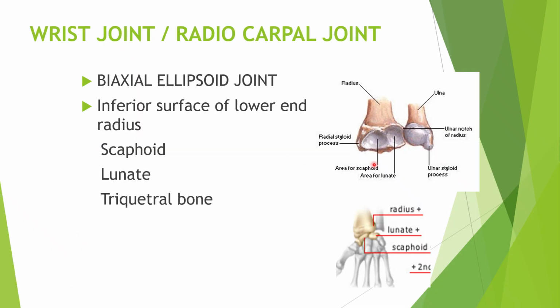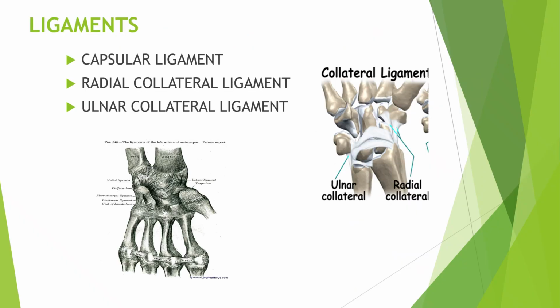Let's see the wrist joint. The wrist joint is a biaxial ellipsoid type of joint. It involves the lower end of the radius, the scaphoid, lunate and the triquetral bones. The ligaments are the capsular ligament, radial collateral ligament and the ulnar collateral ligament.